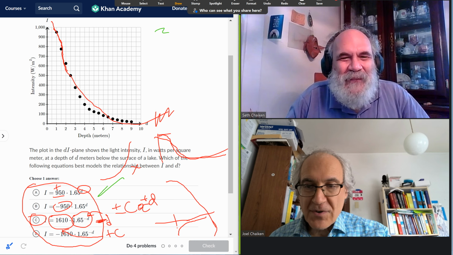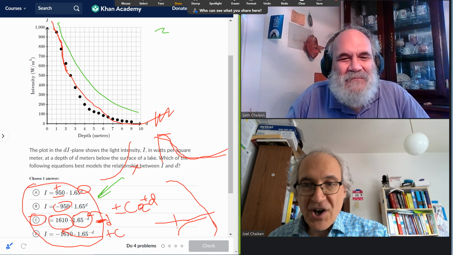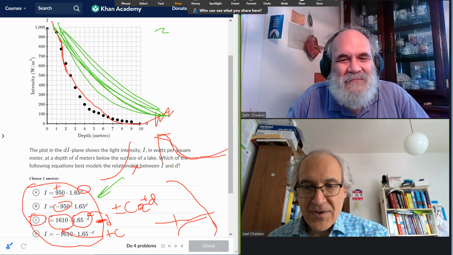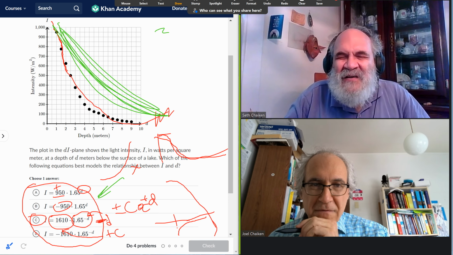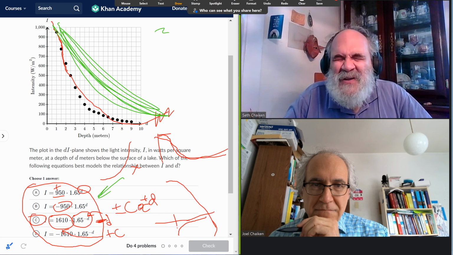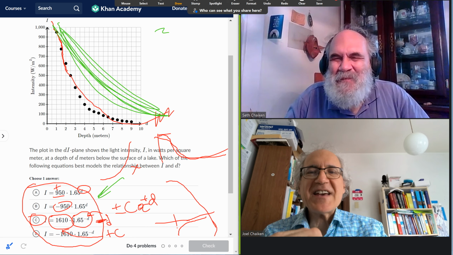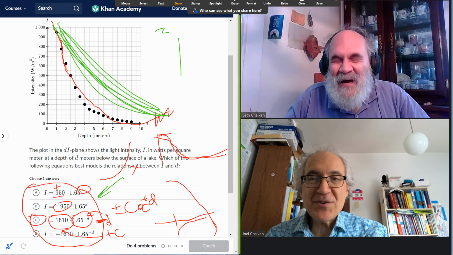First of all, I would have looked at all the answers, and I would have seen they're all exponential functions. The function is going down, so the exponent's got to be negative. If the sign of the constant is negative and the exponent is negative, it goes up.